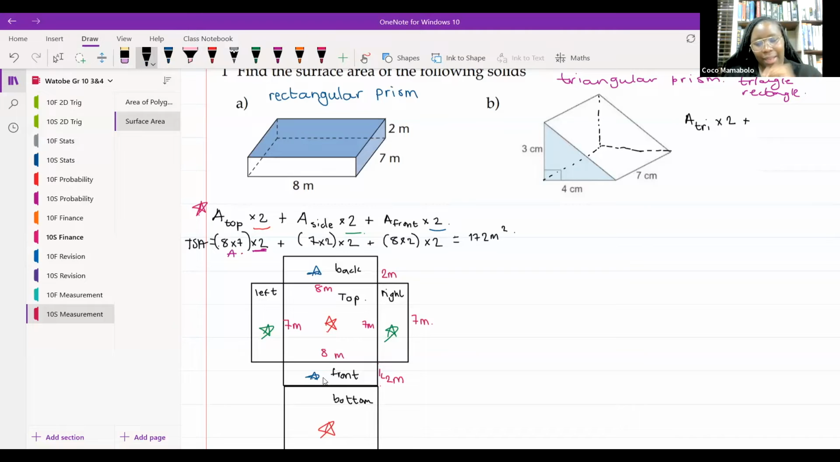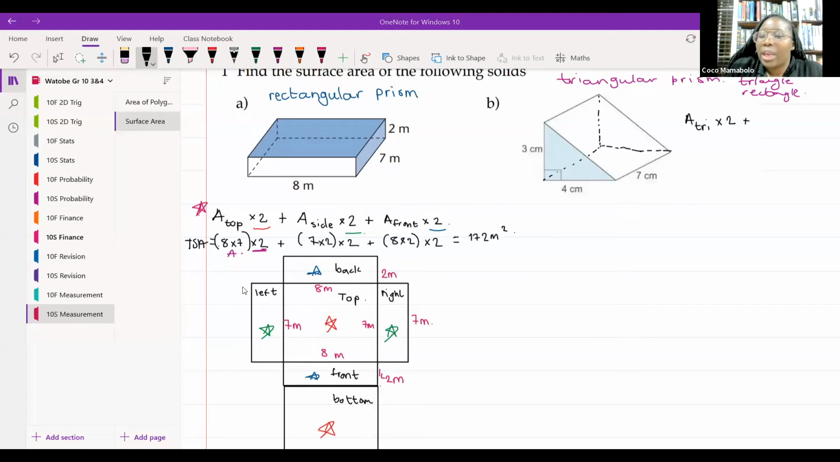Now, here comes the kicker. How many of our rectangles around this look the same? Remember in the first one when we were doing the rectangular prism, the top and the bottom looked the same, the left and the right looked the same, and the front and the back looked the same.